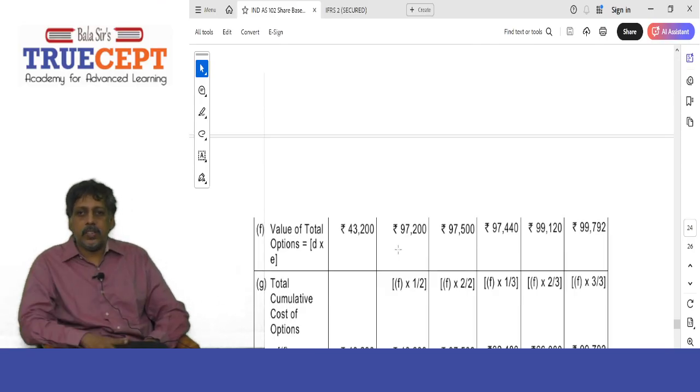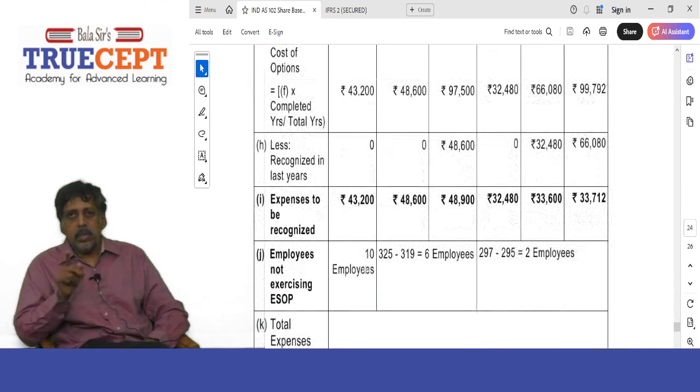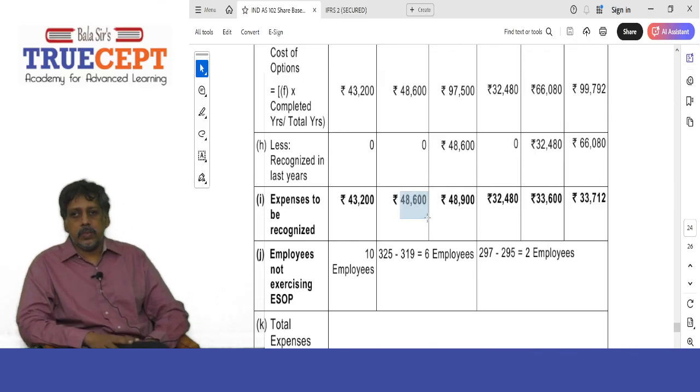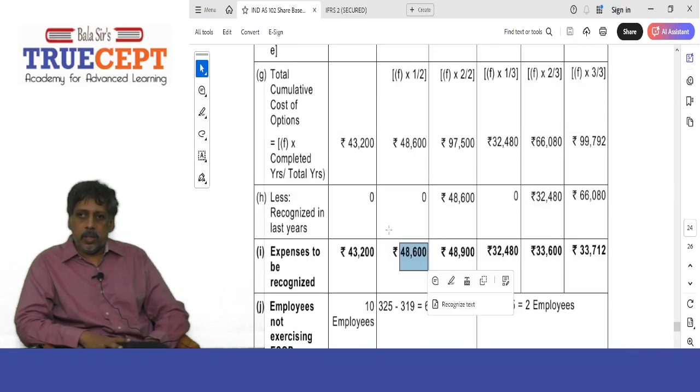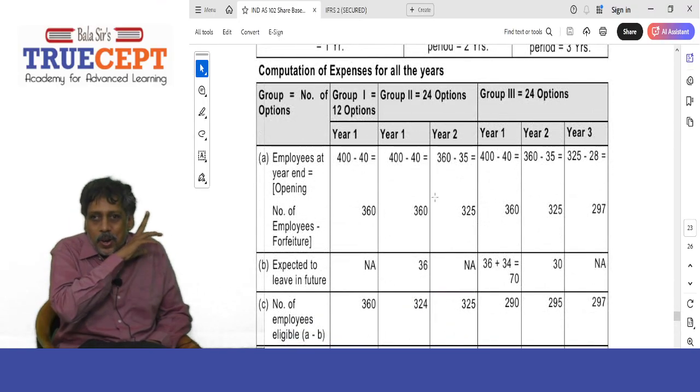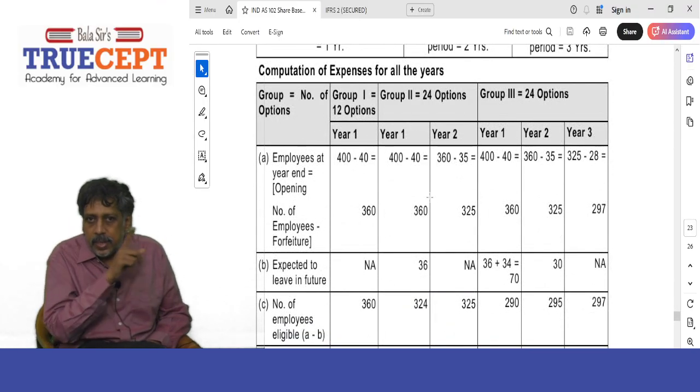And this is the first year. Okay. So into 1 by 2. How much? 4640. That is the expense amount for G2. And for G3, see, G2 doesn't mean you go to year 2 and recognize, right? It is across the service period.